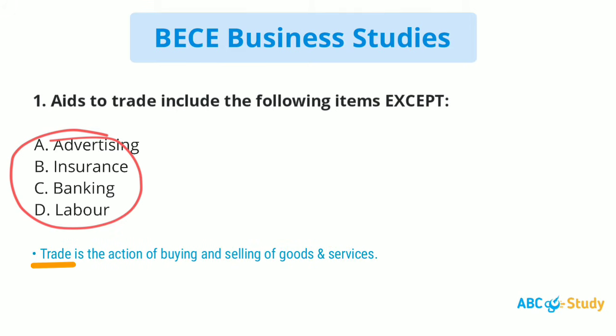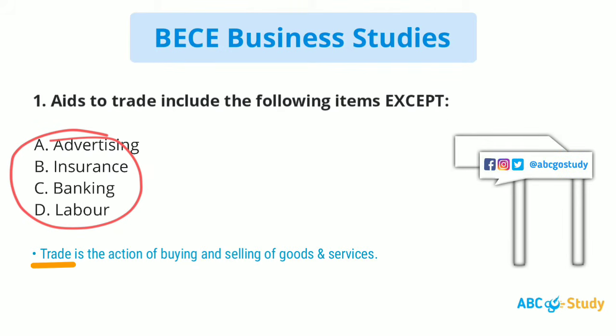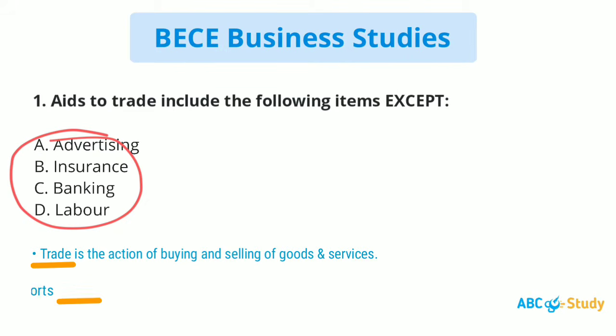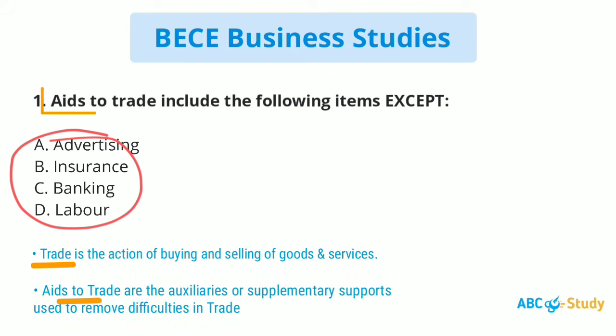But this very trade involves several difficulties. So I would have to put some auxiliaries, some supplementary things in place so that I'll be able to perform this trade as it should be. These are what we call aids to trade. We have different examples of aids to trade, but for now, let's quickly trace these options and I'll see how I can itemize more that you need.